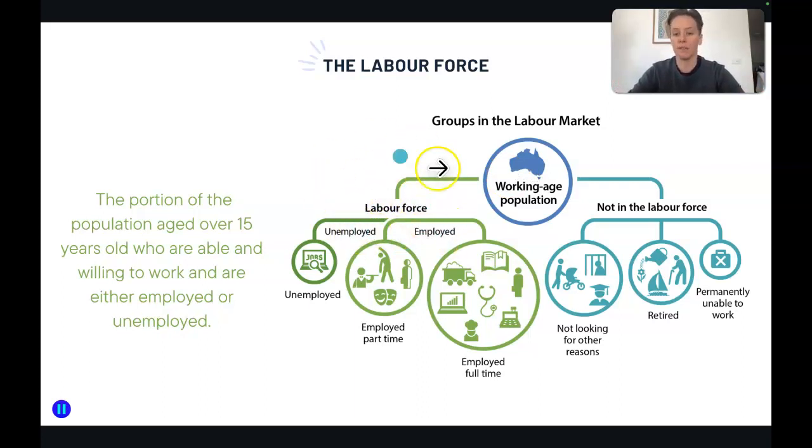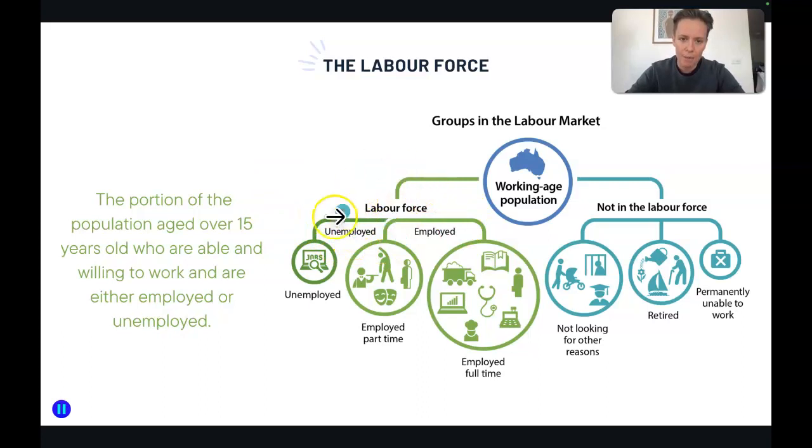So we want to talk specifically about the labour force. That includes everybody who is deemed unemployed or employed. So the portion of the population aged 15 years old or older who are able and willing to work and are either employed or unemployed. So even if you're unemployed, you are still considered to be in the labour force. That's really important to remember, team. Just because you don't have a job doesn't mean you're not included in the count, okay?